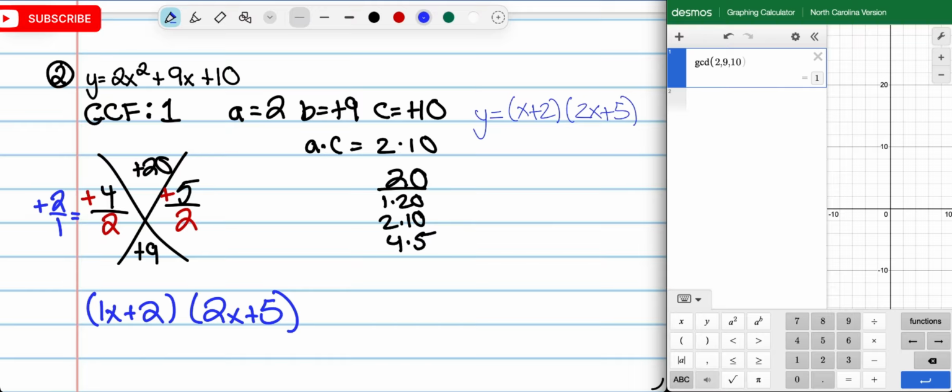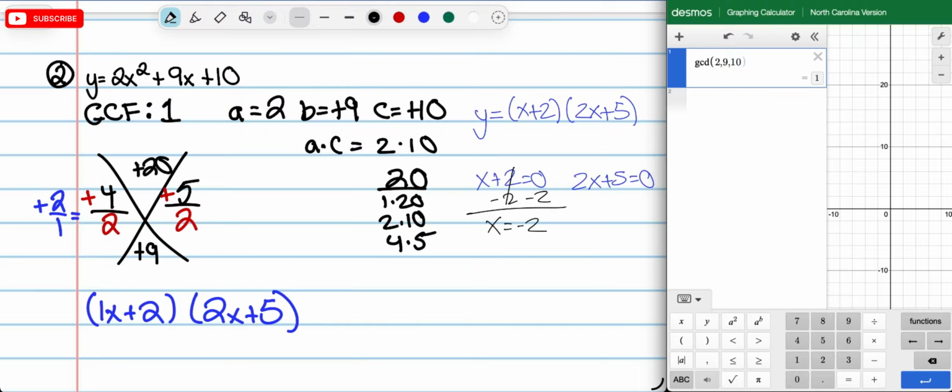Okay, now that I have my 2 binomials fully factored, I can set them equal to 0. So my first one, I'm going to do x plus 2 is equal to 0, and the other one, I'm going to do 2x plus 5 is equal to 0. Now with that, we'll go ahead and solve for x for both. We're going to subtract 2 on both sides for the first one. The 2's cancel out, and we're left with x is equal to negative 2.